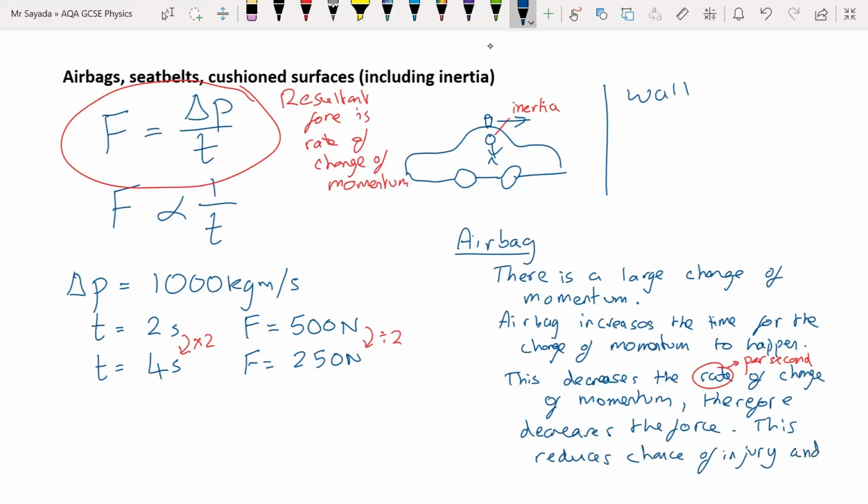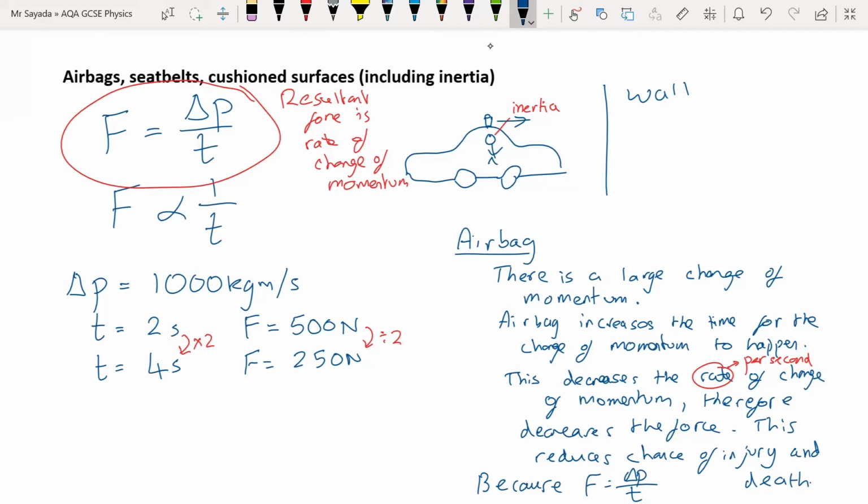Now, this is a nice physics concept because we explain it conceptually in words, but we're using an equation to justify it. So at some point in this answer, it's also worth saying because resultant force is change in momentum over time. And that shows you that there's this relationship, the bigger the time, the smaller the resultant force. So this answer here is the answer to the question, why do airbags increase vehicle safety?